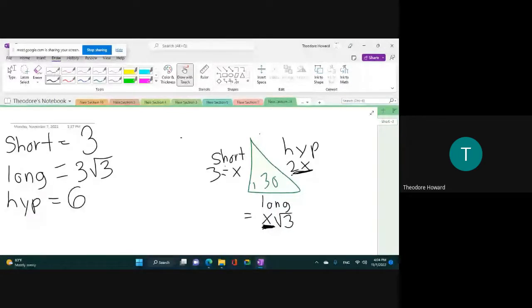Okay, let me help you out. Don't take a picture of this just yet. So, you know that x is 3, right? You know this.